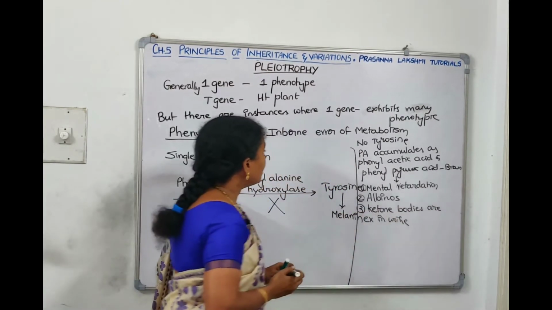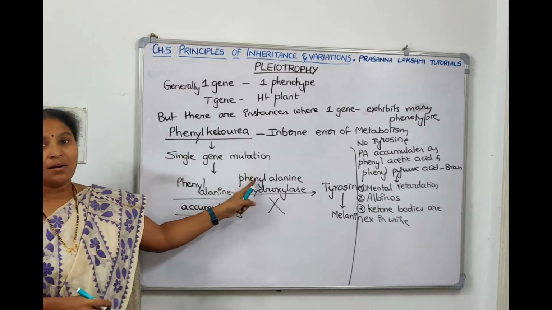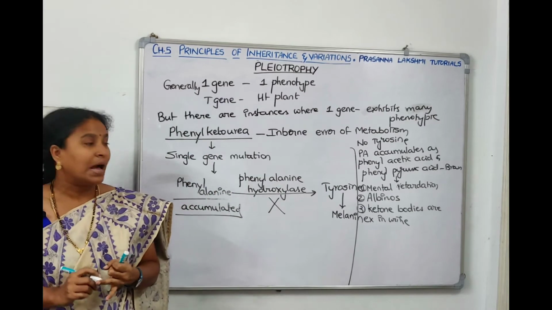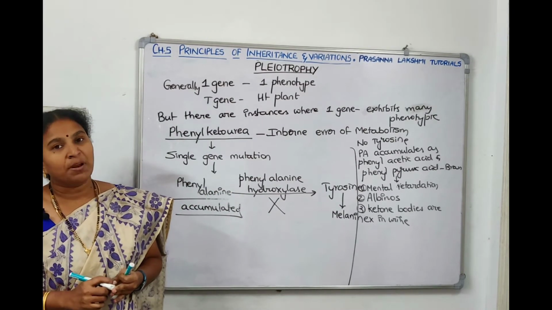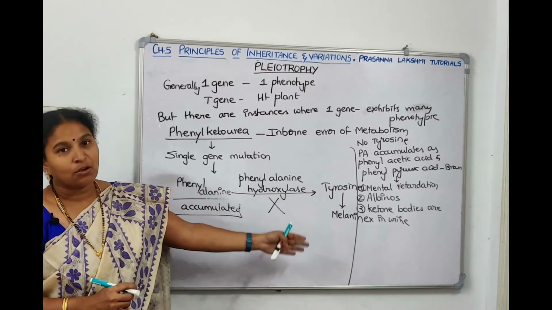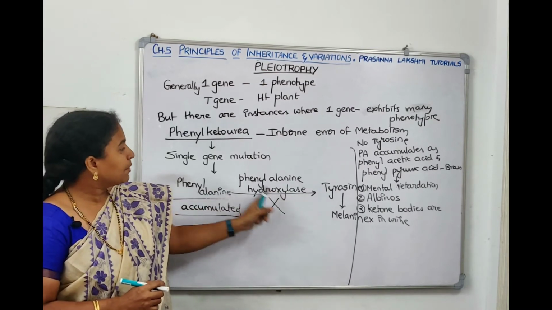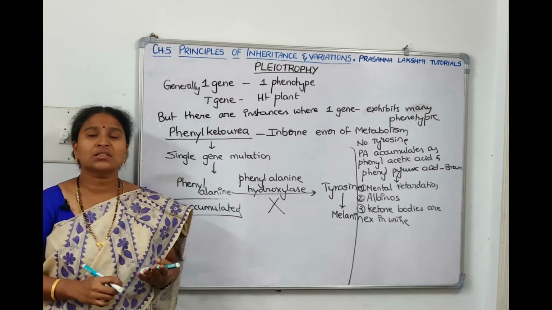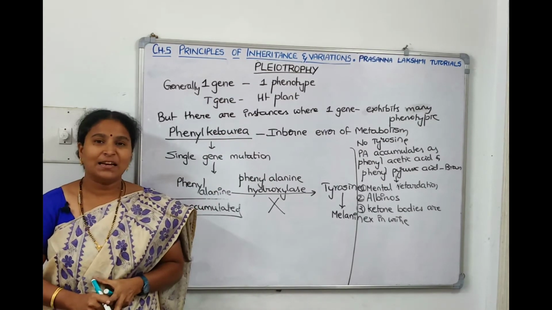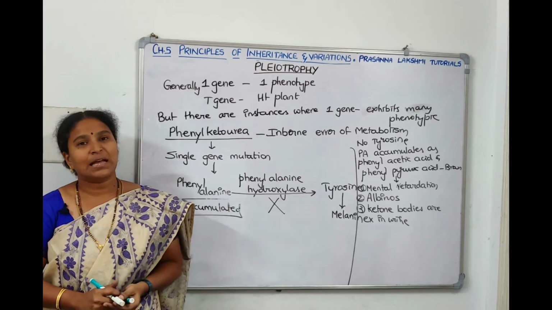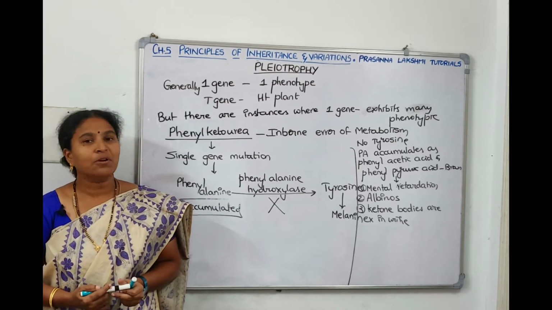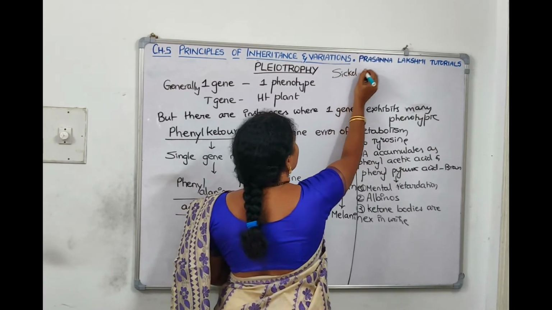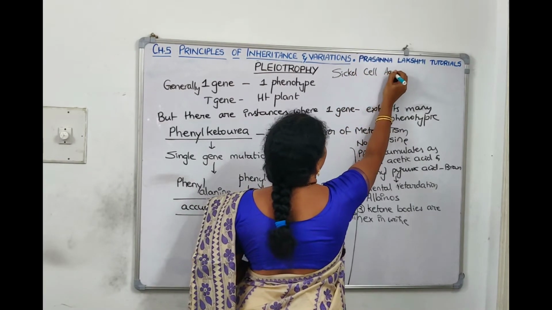So one gene getting mutated, one enzyme defect, is showing so many changes. Mental retardation, albinism, ketone bodies accumulation, reduced IQ, all these are examples of changes from one gene. So we can call it pleiotropy, plural, many changes. That's why we take phenylketonuria as an example of pleiotropy. We can also take one more example of pleiotropy, which is called sickle cell anemia.